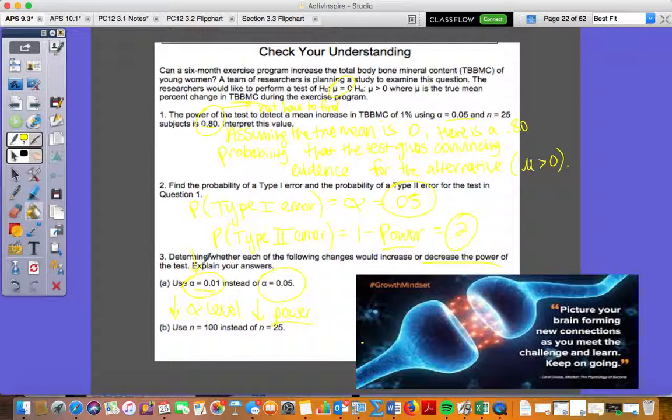What would happen if my sample size went to 100 instead of 25? What would I expect of my power?